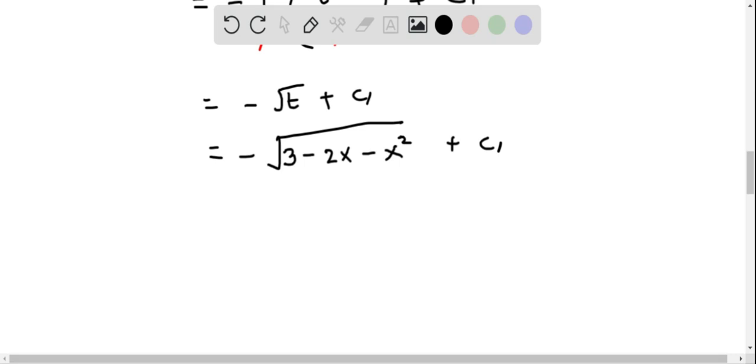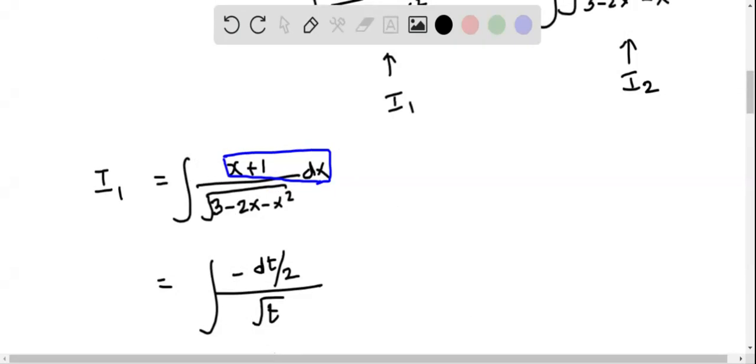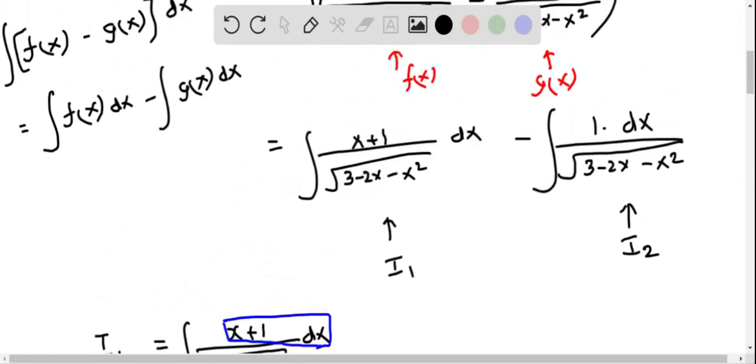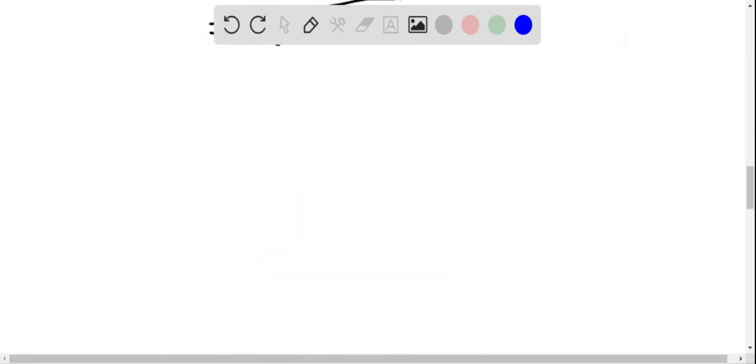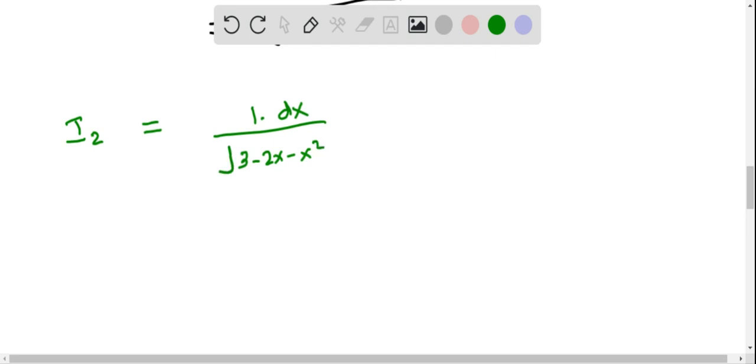We will now integrate the I2. So let me first copy the integration I2. This is our integration I2. I'm going to copy it here. So I2 is equivalent to the integral of 1 dx over the square root of 3 minus 2x minus x squared.